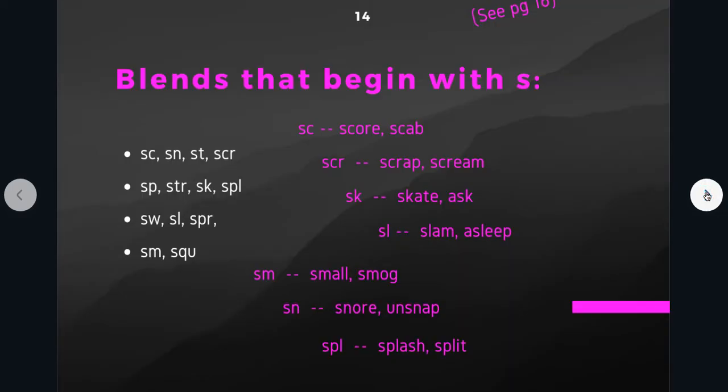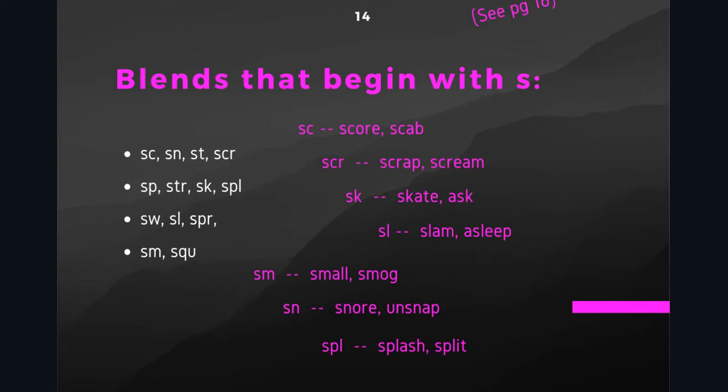All right, so now we're on page 16, and we're going to take a closer look at the blends that begin with S. So you can have a lot of these: SC, SN, ST, SCR, right? SP, STR, SK, SPL. SC, score, scab, right? And then the book, you'll notice the book asks you to come up with another one. This is something we can talk about when we do Collaborate. Today I'm interested in what you come up with.